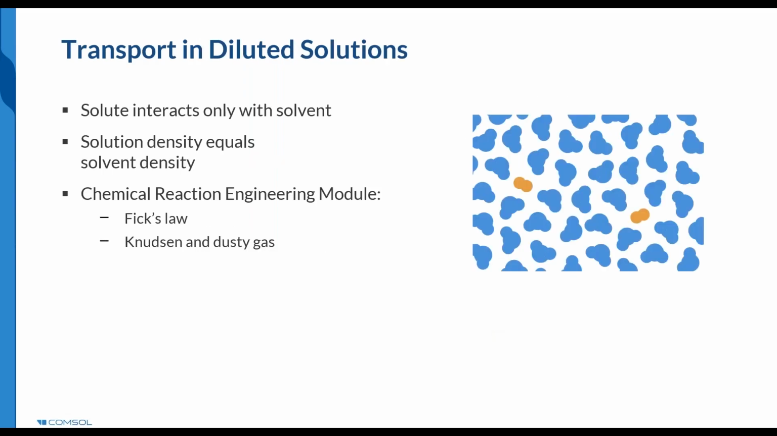In terms of when to use each transport interface, the transport of diluted species interface is appropriate when the solute interacts only with our solvent molecules. So this model uses Fick's law to describe the flux of species and is generally applicable only to dilute species, that is, modeling species with a low mole fraction relative to the solvent. So this is quite common if you're looking at something dissolved within a liquid such as water.